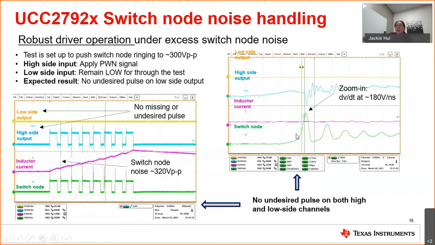The capture here shows that if we zoom into one of the peak noise events at the switching node, the dV/dt gets to almost 180 volts per nanosecond. It's a pretty high dV/dt, and the driver is still operating robustly for that.